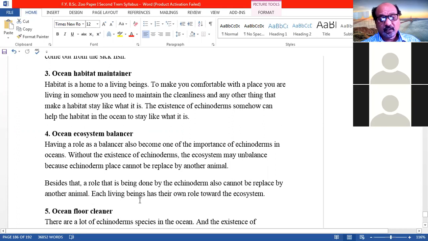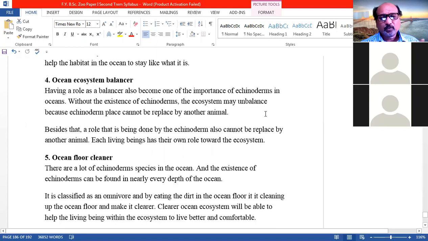Each living being has its own role toward the ecosystem. Every organism has its main role in the ecosystem. So this is also a very important animal for keeping the oceans clean and maintaining the food chains in the seas and oceans.